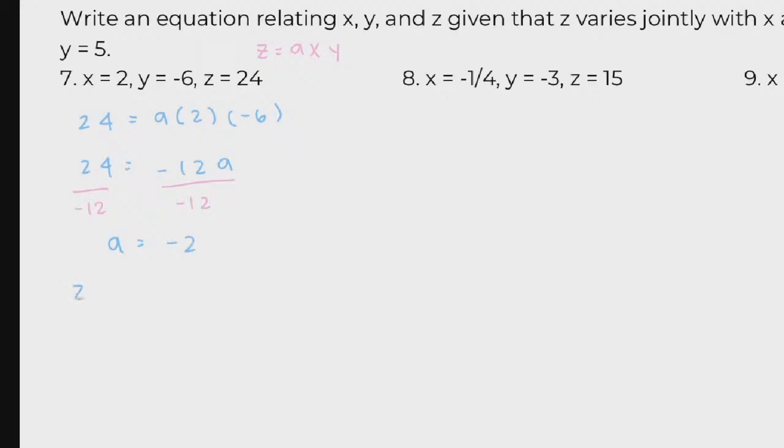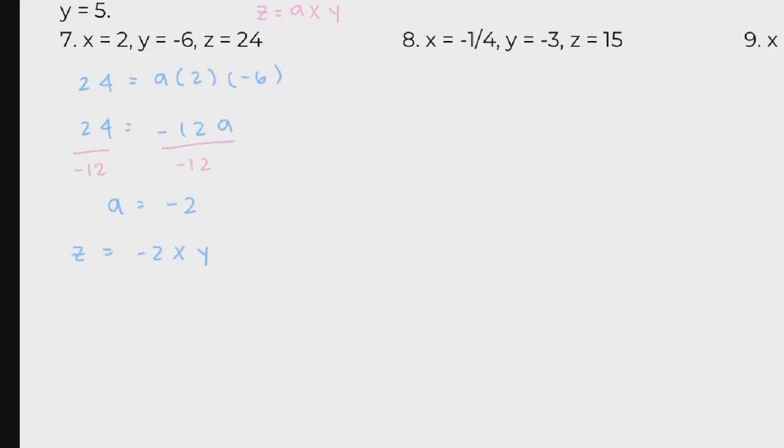So that means the equation is z equals negative 2 times x times y. Now we want to find z when x is negative 4 and y is 5. So we're going to plug in those numbers. And we'll get z equals 40.